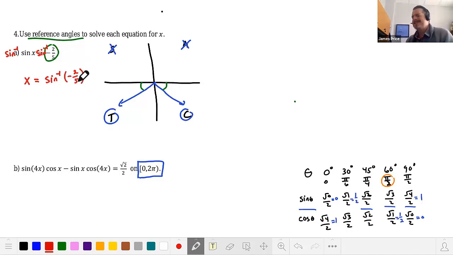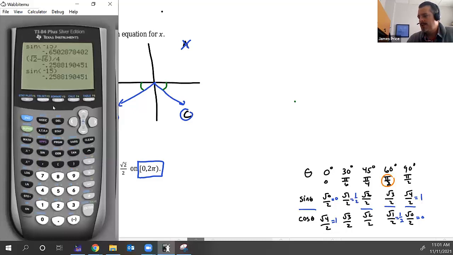And so the question is, is that a reference angle? And so to check that on my calculator, what I like to do is just make sure you're in degree mode for this, because we're going to interpret what sine inverse of negative 2/5 is. So I'm going to type in second sine inverse of negative 2 over 5. And what you'll see is that it's not positive, it's negative. So it's not a reference angle, but you can make it a reference angle.